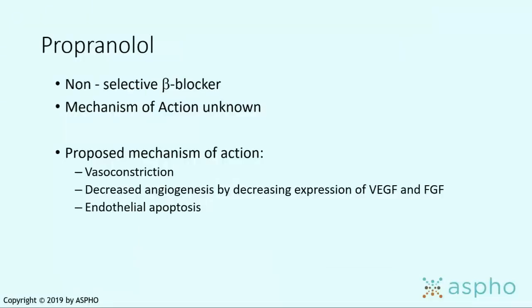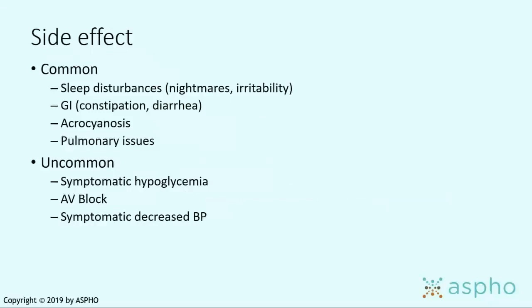We know that propranolol is a non-selective beta blocker, and so Hemangiol is too. So it's somewhat difficult to get Hemangiol because propranolol is very similar to Hemangiol and is a lot cheaper. So insurance companies usually don't approve the Hemangiol. We think that it causes vasoconstriction. It also decreases angiogenesis. It decreases VEGF and FGF, and also causes endothelial apoptosis. But we think there's probably more to that, and hopefully at the next ISSVA meeting we'll hear about that. So I don't think that will be on the boards.